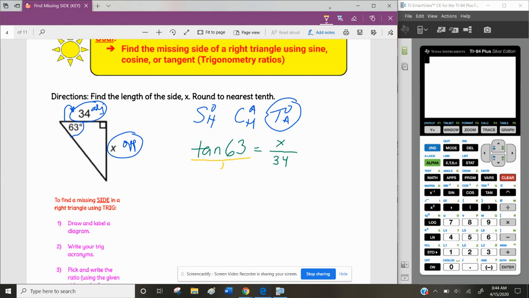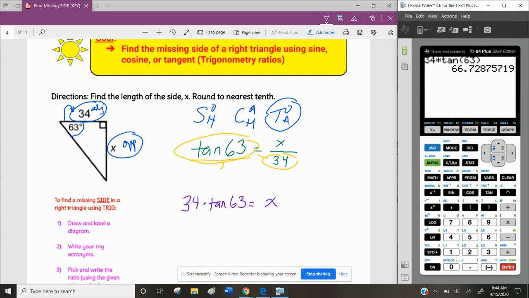So again, I can think of this as a proportion, and I can cross multiply across that equal sign, or I can think of this in terms of opposite operations. The opposite of dividing by 34 would be multiplying by 34. And whatever we do to one side, we have to do to the other. So now I'm going to go to my calculator. 34 times the tangent. Again, make sure your calculator is in degree mode. That's the degree, the measure the angle is in. All right, and now we're going to write our answer to the nearest tenth. 66.7 is our opposite side here.